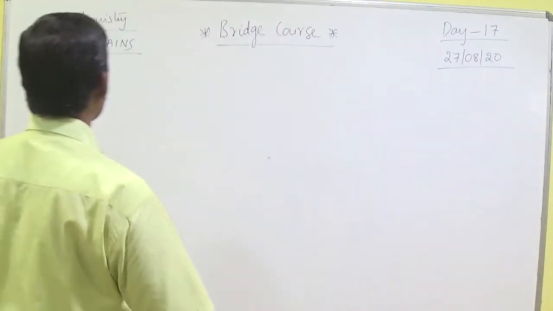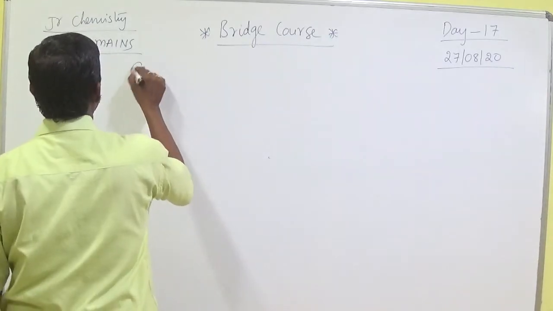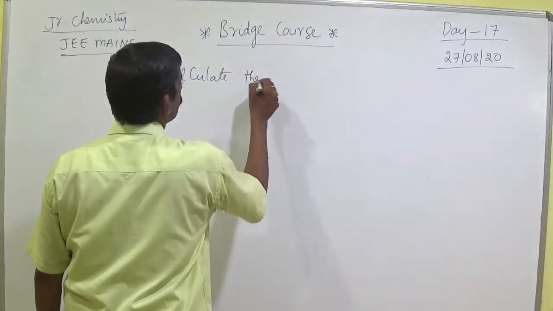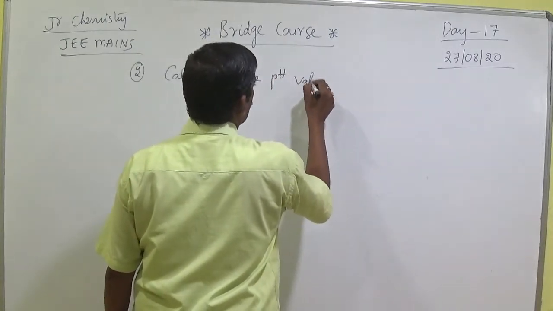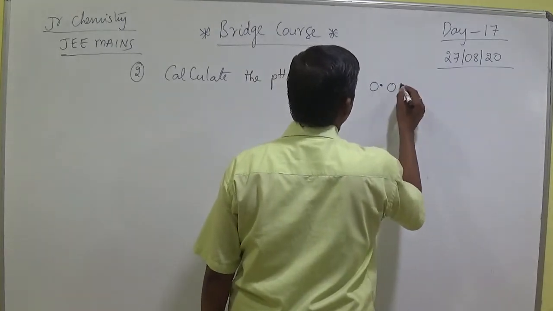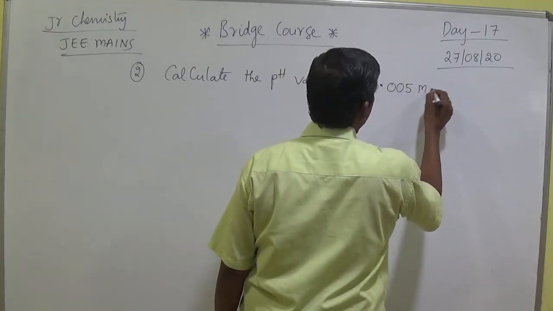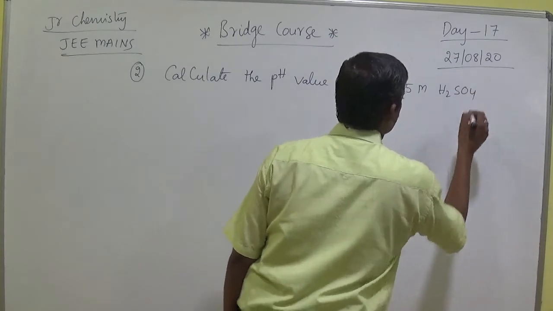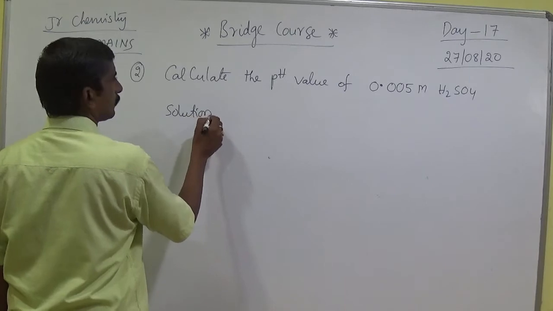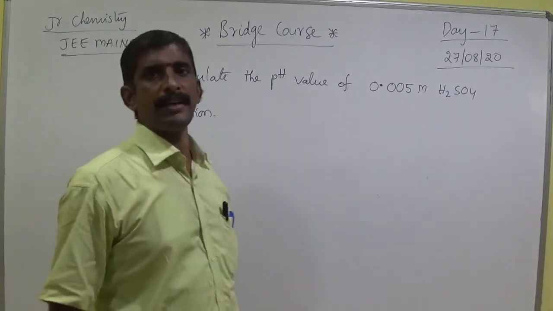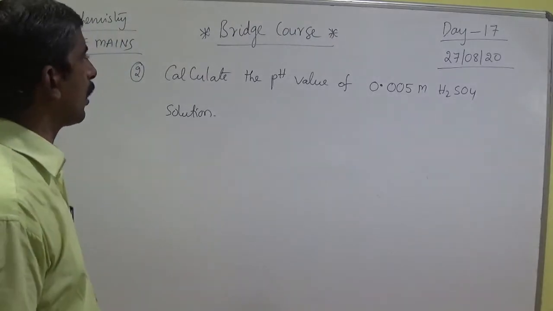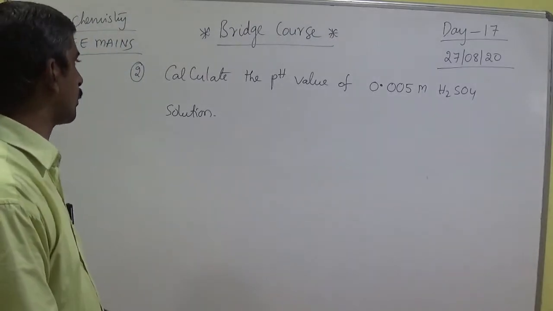Okay, next, another problem, the second problem. Calculate the pH value of 0.05 molar H2SO4 solution. Here M means molarity. So calculate the pH value of 0.05 molar H2SO4 solution.